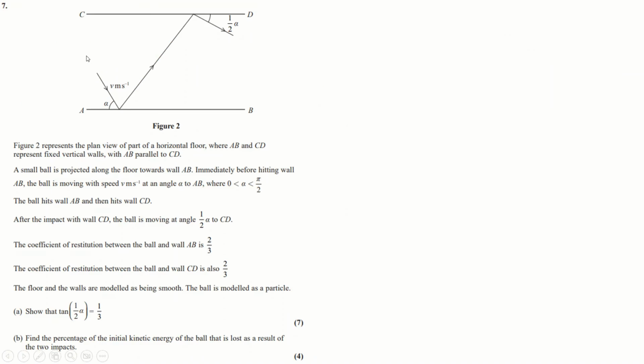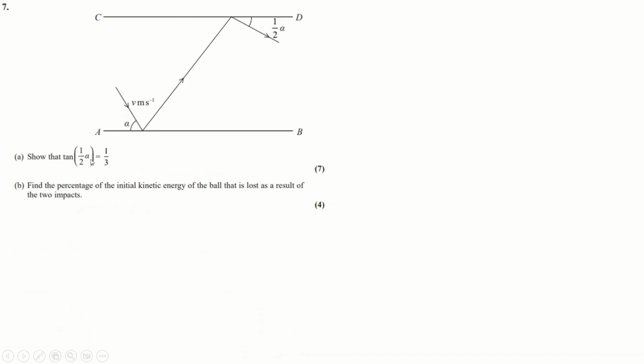Question number 7 then, we've got a picture here, a thing coming into this wall, hitting it, bouncing away, bouncing again. We've got loads of information here. The angle is between 0 and pi over 2, non-inclusive. I'll use that a little bit later. We have that the coefficient E between both walls is 2/3, so we'll just jot that down. I think we don't need any more of this text, so we'll go straight into here. Show tan of this is this.